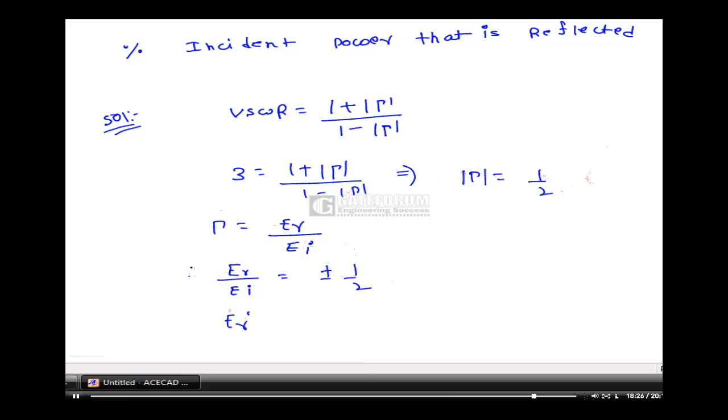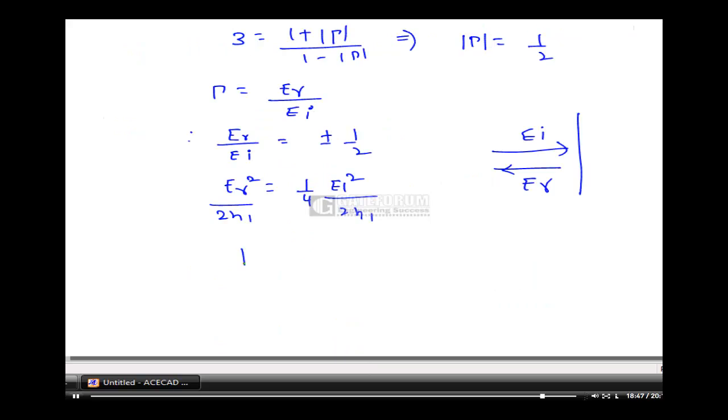Therefore, ER square is equal to 1 by 4 into Ei square, because the incident field and reflected field are in the same medium. So this is 2 eta 1, a medium. So power reflected is equal to 1 by 4 of power incident. What is the question? What is the percentage they are asking? Percentage means power reflected is equal to 1 by 4 into 100 percent. So this is nothing but 25%. So 25% of incident power is reflected.